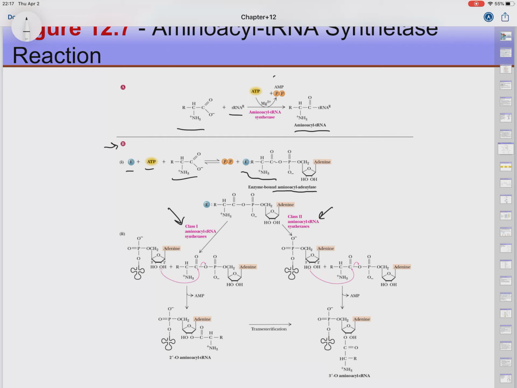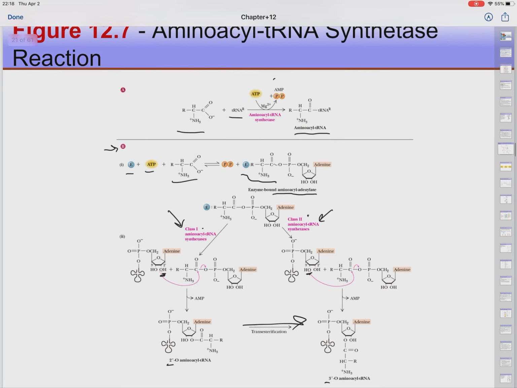Depending on whether it's class 1 or class 2, we're going to get a bond forming on the 2' ribose or the 3' ribose of this group that's attached to the tRNA. The tRNA also has an adenine monophosphate on it, and that's where we form the bond. So depending on the class, we get a 2' aminoacyl tRNA or a 3' aminoacyl tRNA. It looks like from the book that the 2' ultimately gets turned into the 3'. So this is the activation of the amino acid.